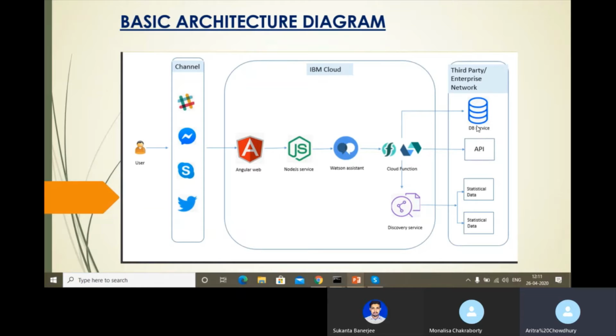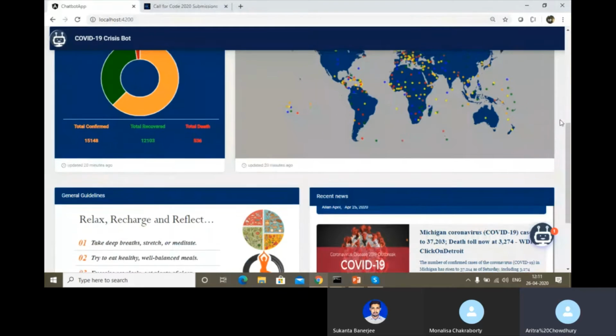We have used this Cloudant DB to store those responses, or to store the queries which we couldn't provide a solution to, for future analysis. We'll be doing statistics and analysis on it and providing a better solution. So we're directly taking you to the landing page of this application.